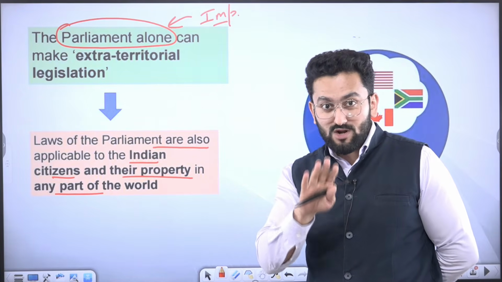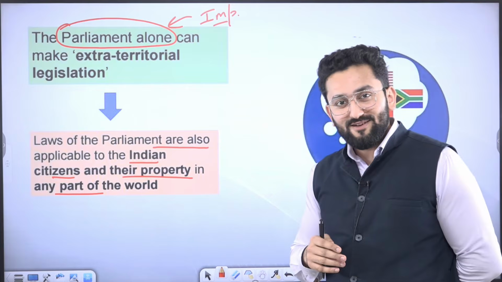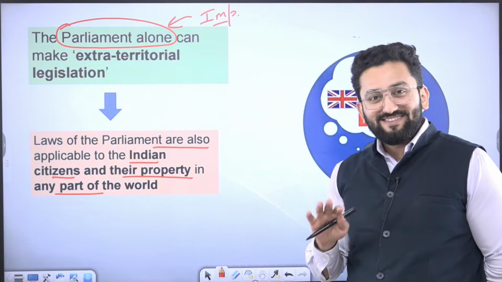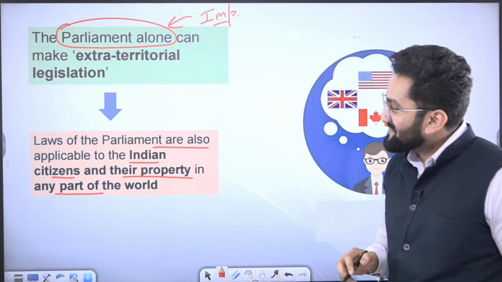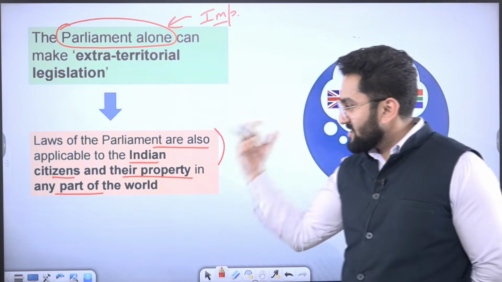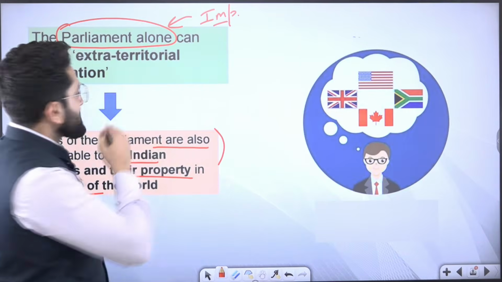Okay, what are those exceptions? Let it be a bit of suspense. Okay, now laws of parliament are also applicable to Indian citizens and their property or any part of the world. That is a part of extraterritorial.